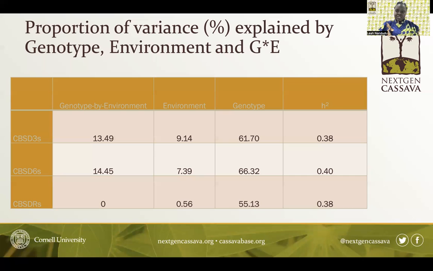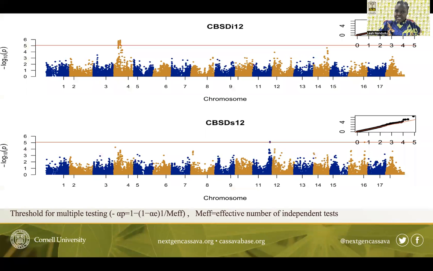We went ahead to conduct genome-wide association studies for cassava brown streak disease in the Cycle 2 population, and I'll concentrate on incidence and severity at 12 months after planting, because these generally come from the root necrosis, which is our interest at this moment.